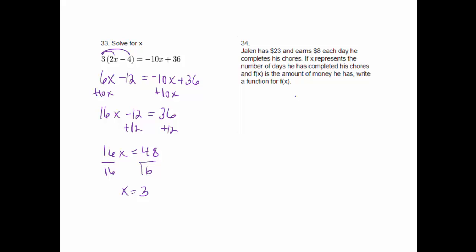Right, number 34. Jalen has $23 and earns $8 each day he completes his chores. If x represents the number of days he has completed his chores and f of x is the amount of money he has, write a function for f of x. So we know that this is a linear function because it's going up by a constant amount each day, so it's going to be y equals mx plus b.